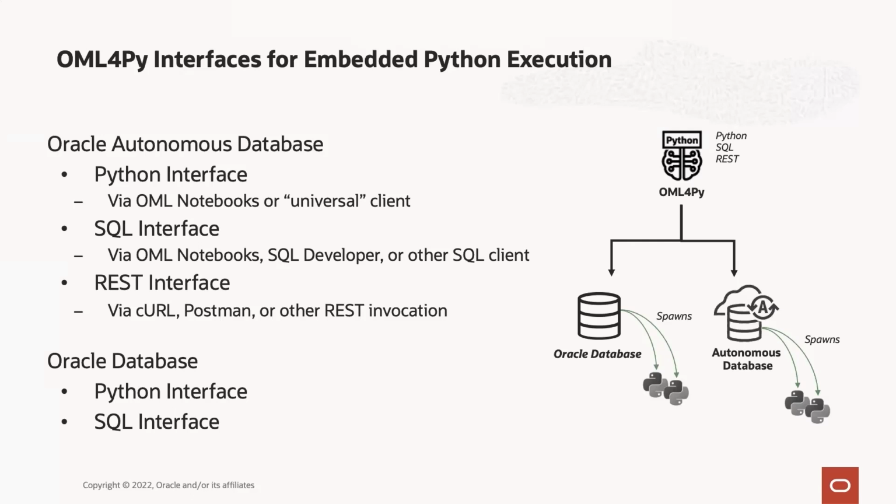On the Oracle database, whether on-premises or database cloud service, you have the Python and SQL interfaces. The Python interface can be accessed through the Python notebook interface of your choice, such as Jupyter or Zeppelin, or even directly at the Linux command line. The SQL interface can be accessed through a SQL client, such as SQL Developer. There are some differences between the Autonomous Database and Oracle Database SQL interfaces, and here we'll focus on the Autonomous Database SQL API, which is new to OML4Py in that environment.